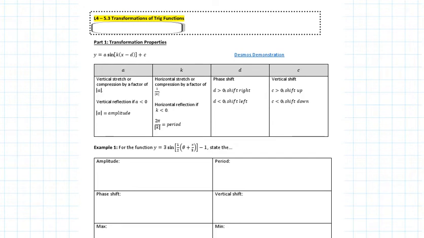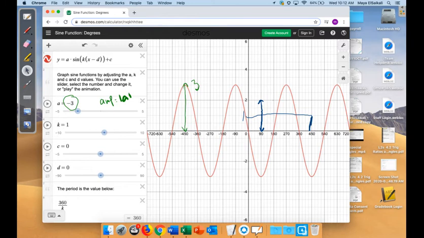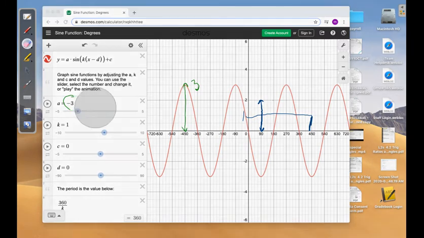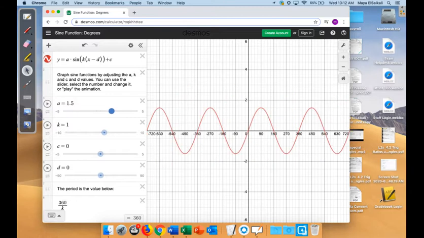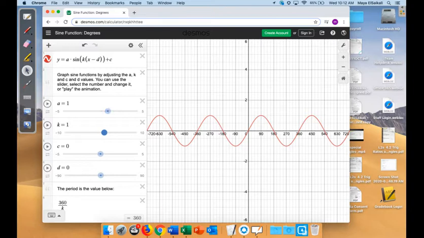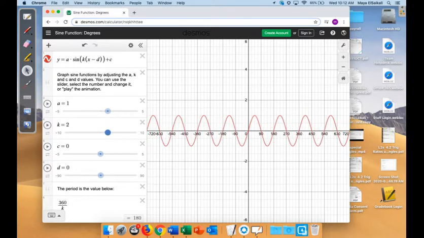So let's go back here, and let me erase this. Let's look at what happens if I change k. First I'm going to set this equal to 1. Now we're going to change k. Let's say k is equal to 2. You see that I have a horizontal compression. So I'm compressing it. It's going to look smaller.